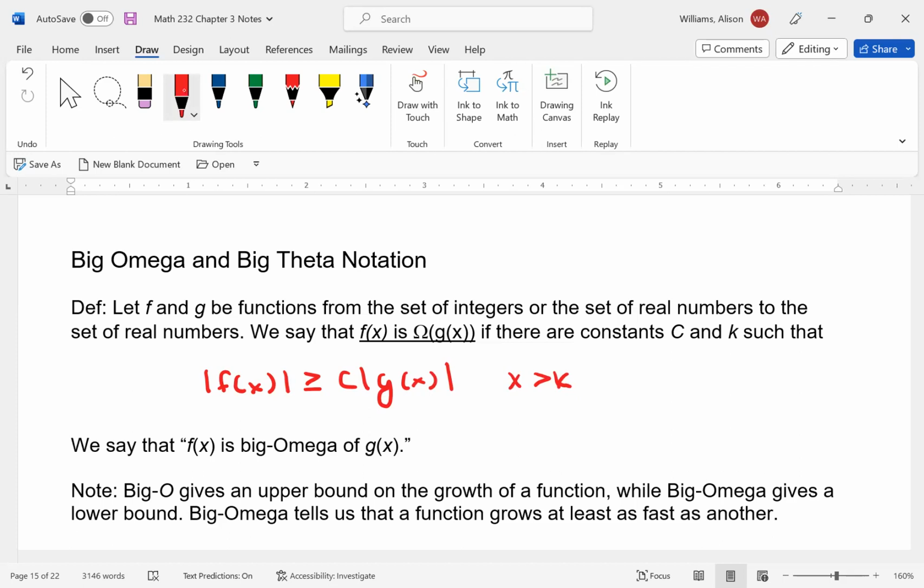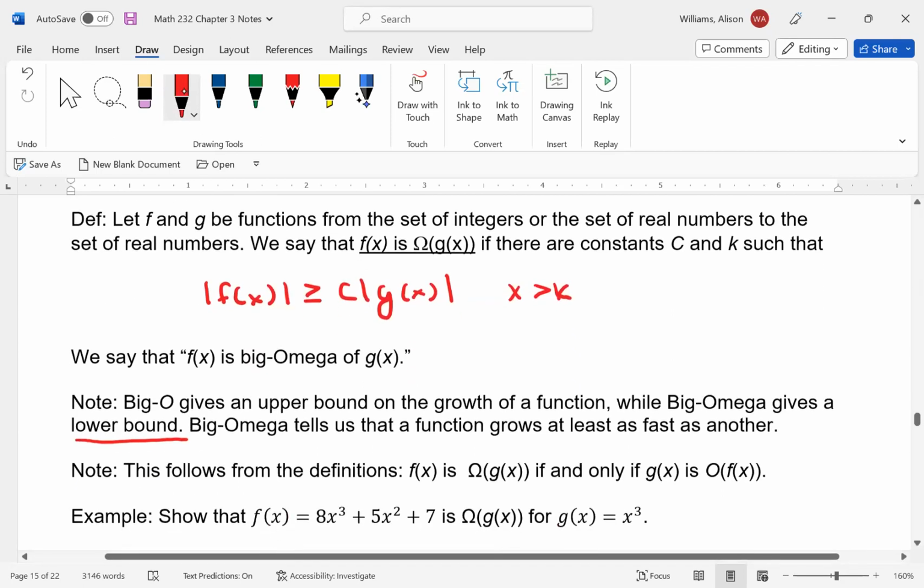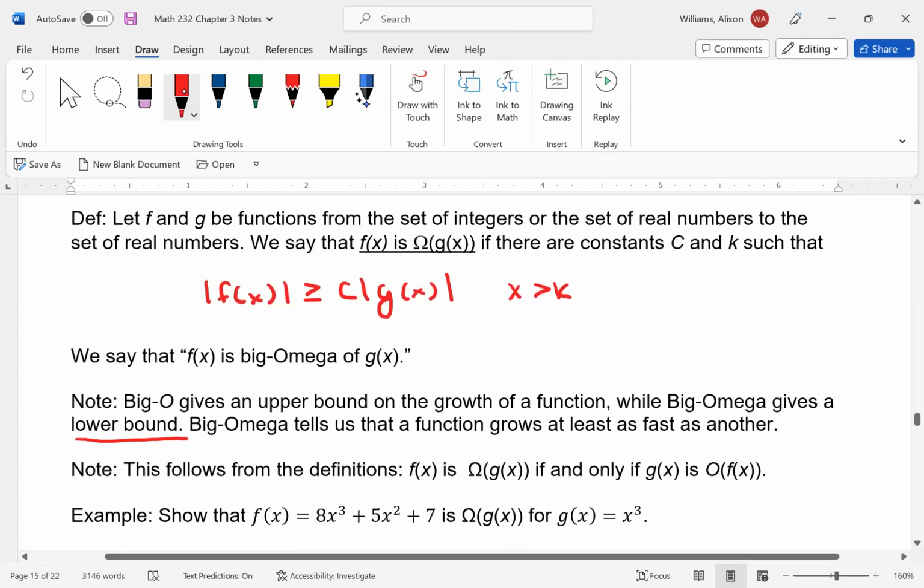And that's what I just said right down here in this note. So big O gives an upper bound, big omega gives a lower bound. Okay, so here's useful information for us. It follows that f of x is big omega of g of x if and only if g of x is big O of f of x.